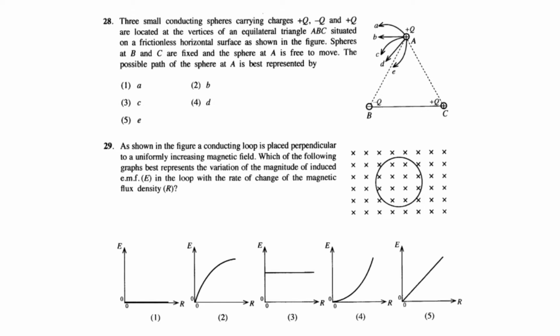A is a constant, that is the area covered by the loop. So we can write E is directly proportional to delta B over delta t, which is equal to R as in the question. So E is directly proportional to R. When you look at the graphs given in the answers, only one shows that E is directly proportional to R, which is the fifth one. So the answer is 5.